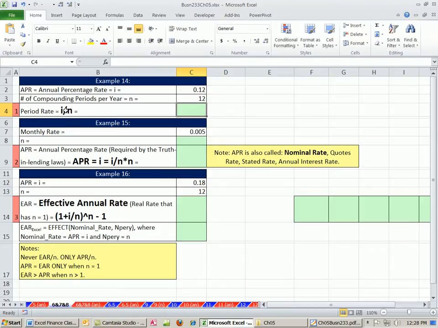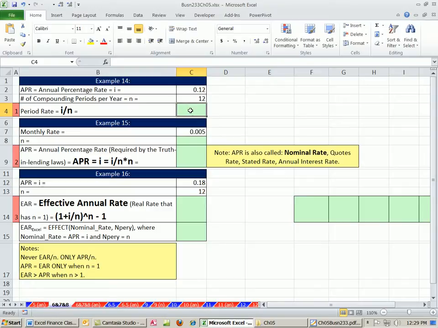Let's start with period rate. So far in this class, we've always referred to annual percentage rate as I, but now we can refer to it as APR. APR is usually required by law on loan contracts, for example. Required by the Truth in Lending Act, this is Congress saying that APR has to appear in certain contracts. Now, for APR, we're given 12% or 0.12. Anytime we have compounding periods greater than 1, then annual percentage rate and effective annual rate will be different.